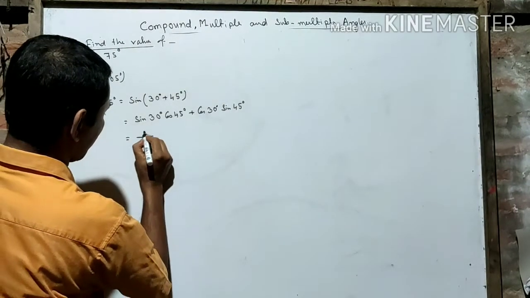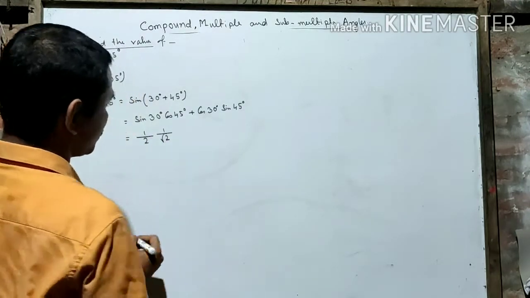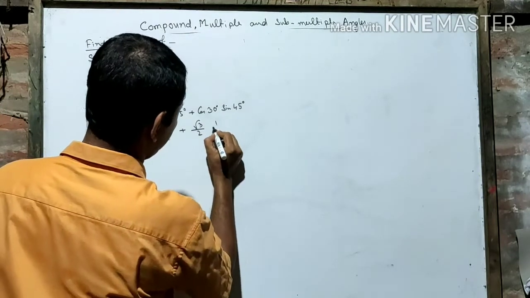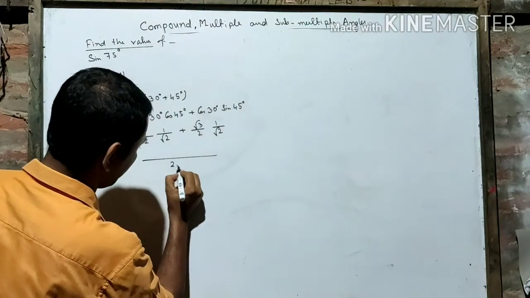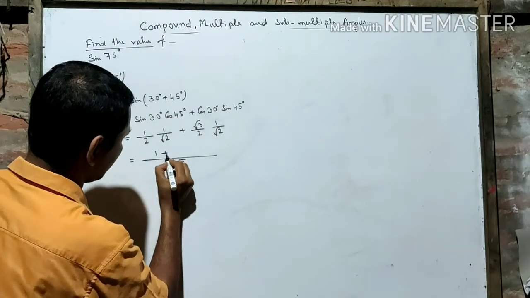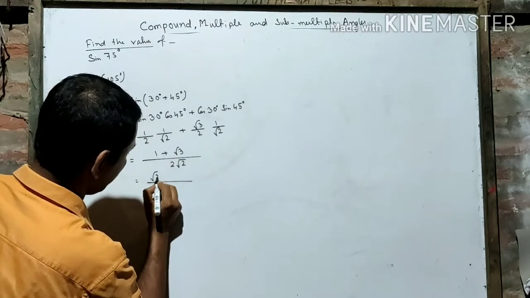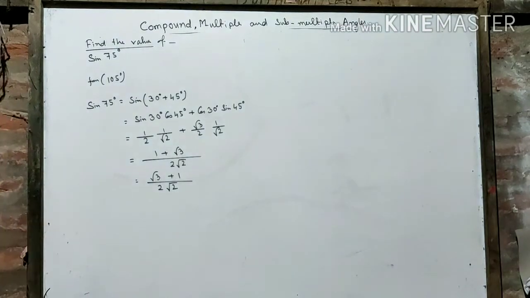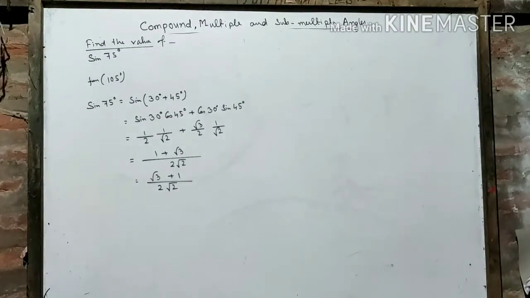What is the value of sine 30? Sine 30 is 1 by 2, cos 45 is 1 by root 2, cos 30 is root 3 by 2, sine 45 is 1 by root 2. So if you take the LCM, it will be 2 root 2 and in the numerator there will be 1 plus root 3. We may write it like this, root 3 plus 1 divided by 2 root 2. So this is the value of sine 75 degree.